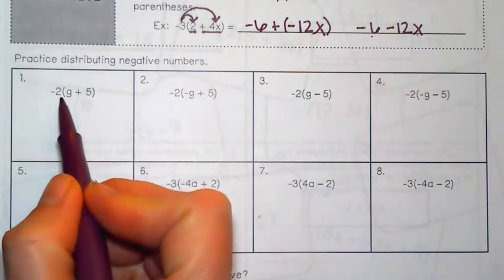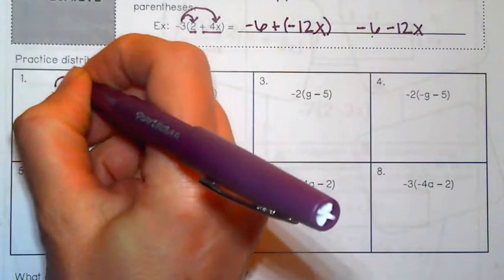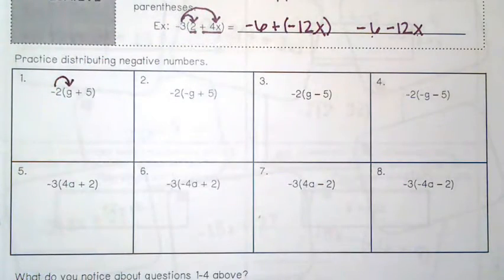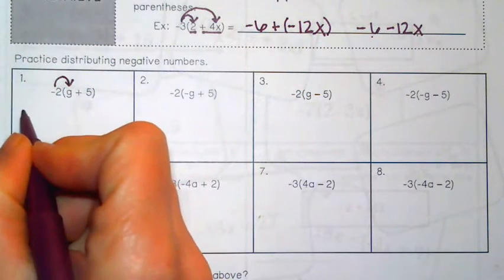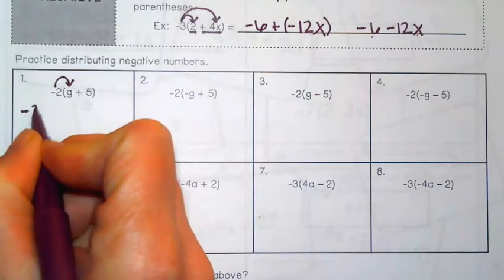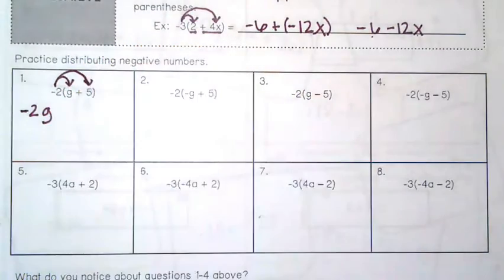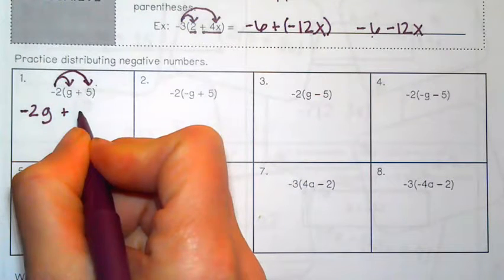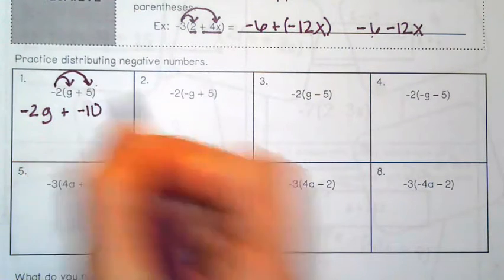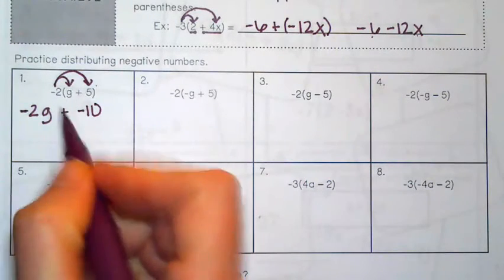I have negative 2 times the quantity of g plus 5. Say hi, multiply. Again, when you're just multiplying a constant times a variable, you can just stick them right together. Negative 2 times 1g, that's negative 2g. Negative 2 times positive 5. I'll drop down my plus. Negative 2 times positive 5 is negative 10. I'm adding a negative. That's the same thing as subtracting. We can get rid of that plus.